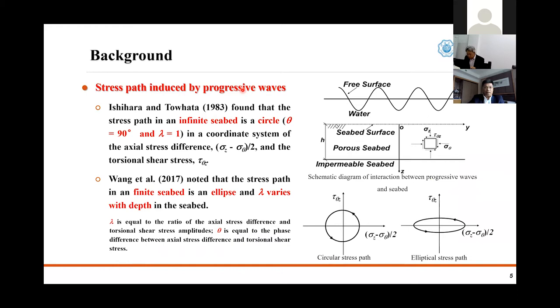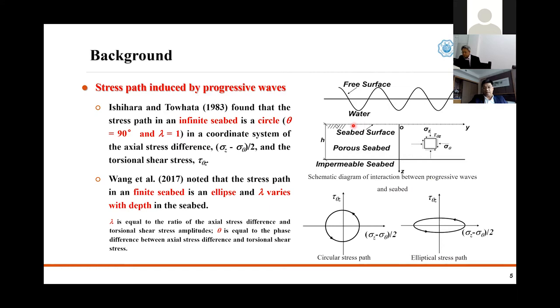Ishihara and Towhata found that the stress path in an infinite seabed is a circle, something like this one. But we noted that the stress path in a finite seabed, here is infinite and here is finite, is an ellipse with a parameter lambda. Lambda is the ratio of the axial stress difference and the torsional shear stress amplitudes. It depends on the lambda value and on the depth in the seabed. So in this talk, we did some tests using the elliptical stress path.